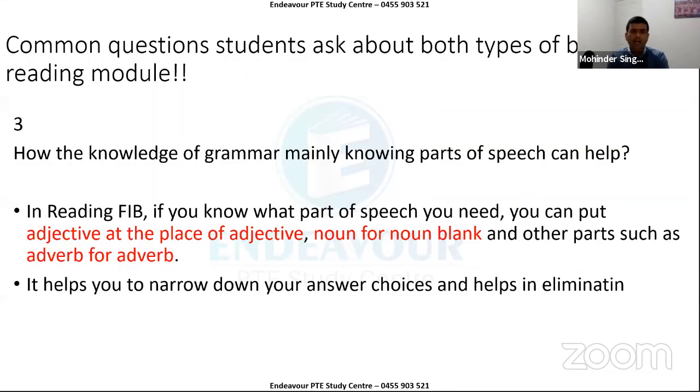Move on. Common questions students ask about both types of blanks. How the knowledge of grammar, mainly knowing parts of speech, can help.